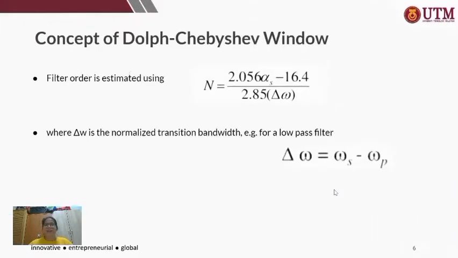Okay, next. The filter order is estimated using this formula: n is equal to 2.056 lambda s minus 16.4 divided by 2.85 times w, where w is the normalized transition bandwidth. For a low pass filter, the formula is like that, ws minus wp. Okay, that's all from me.